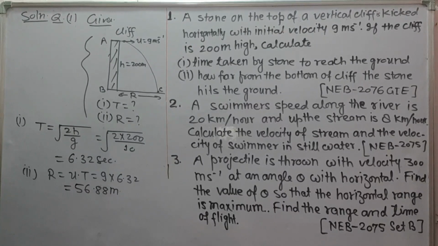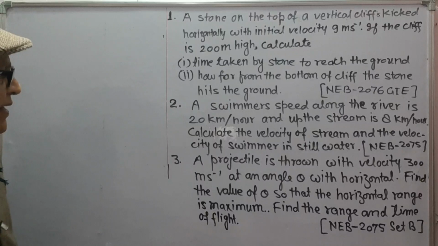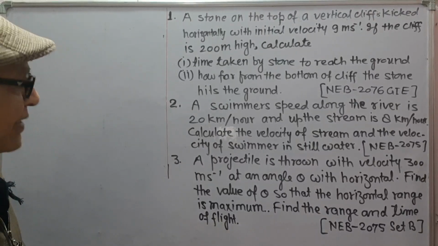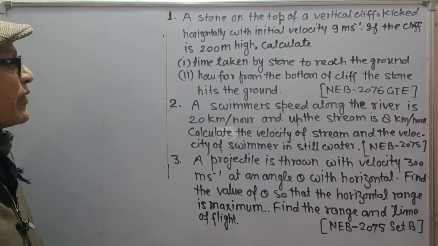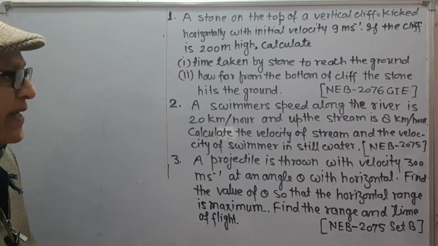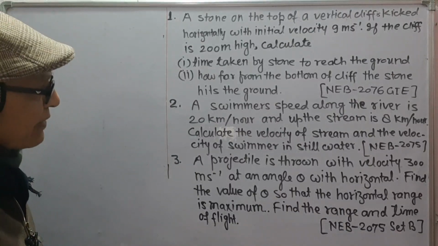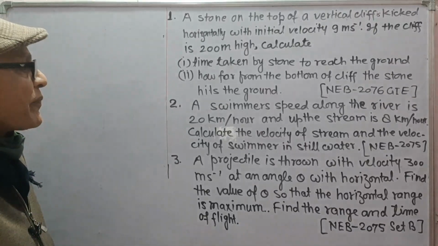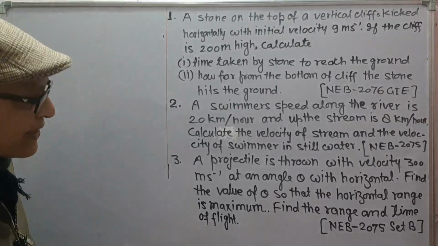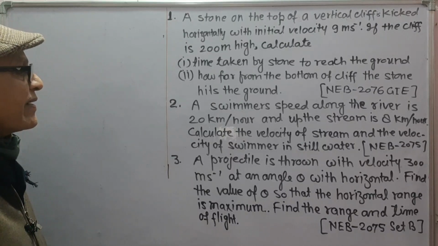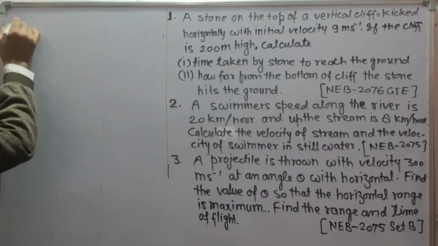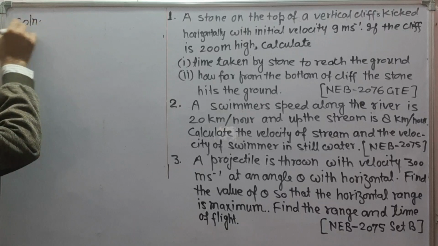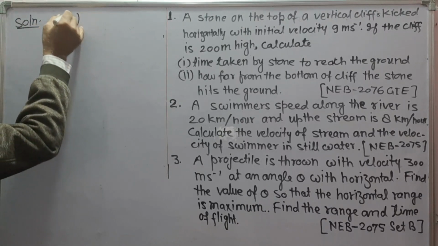Next, question number 2. Question is, a swimmer's speed along the river is 20 km per hour and up the stream is 8 km per hour. Calculate the velocity of stream and the velocity of swimmer in still water. Solution to question 2.